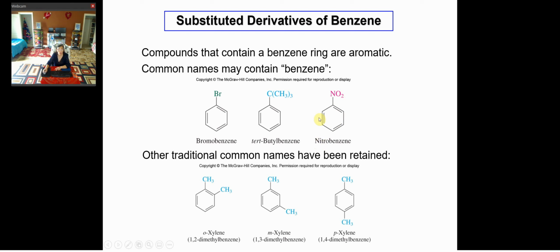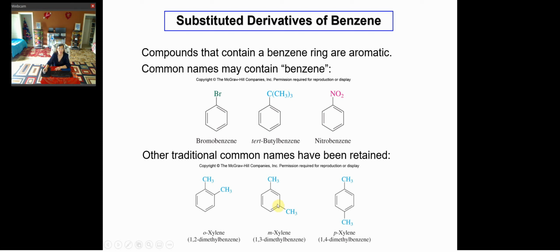This is mono-substituted. If you have di-substituted or tri-substituted, more than one substituent, you are going to name in a different system. We name 1,2, this 1,2 replacement, you call 1,2-dimethylbenzene. This benzene is also called o-xylene. O represents ortho. Ortho refers to the 1,2 substituents.